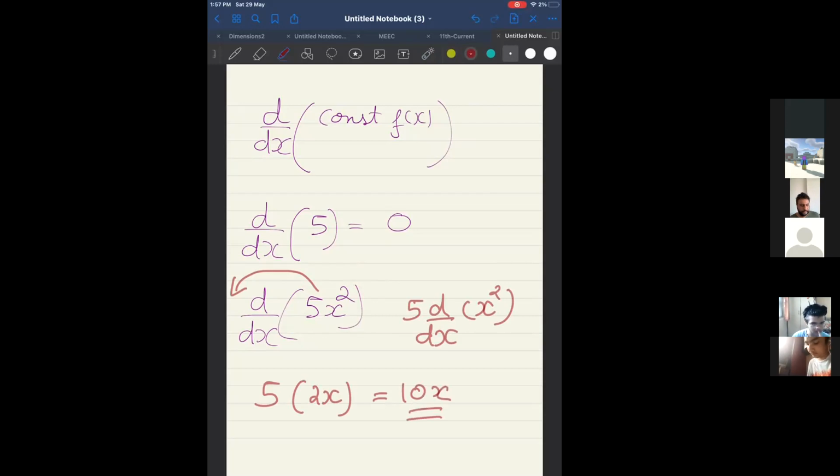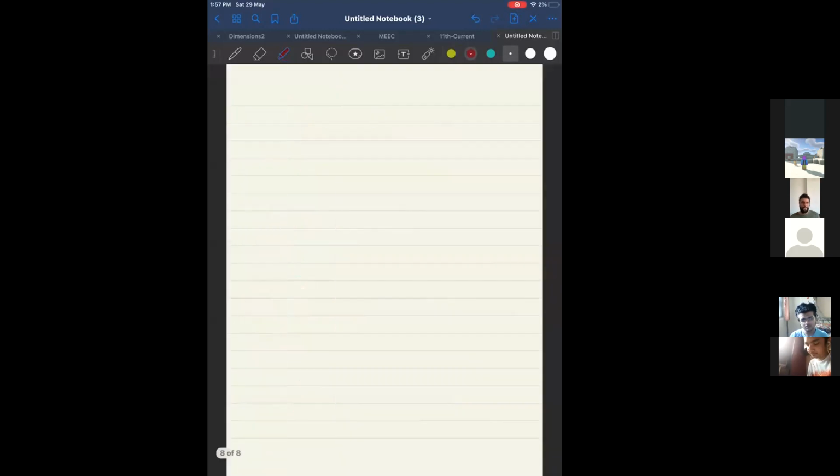Sir, I had another way to do it. Instead of taking 5 outside, can't we directly take 5x? Like 5x is there and then 2 there. So 5 into 2, 10, 10x to the power 1. I'll tell you why not. I'll do one more problem and clear it out. Everyone look at the screen. Why you can't do that, I'll tell you. You have to only take the constant outside, because when you take 5x outside, you have even taken x outside. That is wrong. x has to be differentiated.